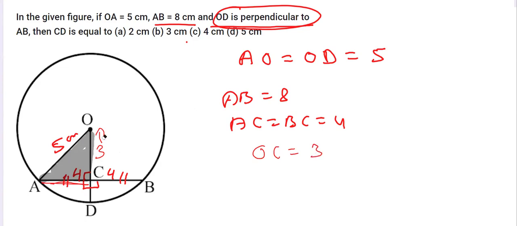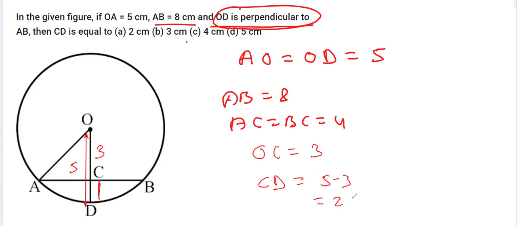Now let's figure out once again what we got here. OC we got as 3 centimeter, and we already know the length of OD as 5 centimeter. So this length, that is CD, will give you 5 minus 3, that is equal to 2 centimeter. So this is coming as 2 centimeter.